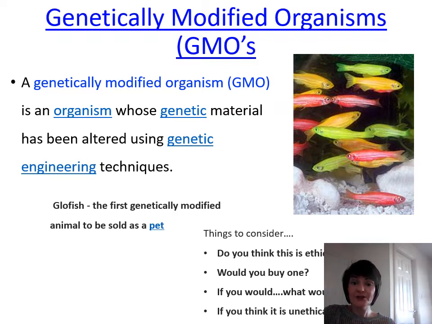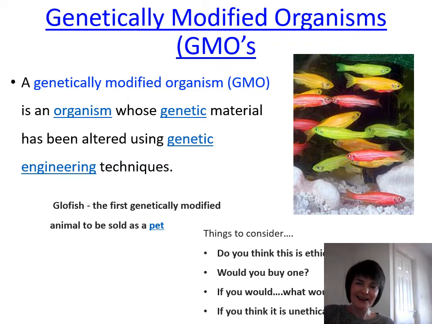Okay, once we have talked about the process of genetic engineering, we then talk about genetically modified organisms, and the definition of that was right at the start. A genetically modified organism is an organism whose genetic material is altered using genetic engineering techniques. What we've got there is a glowfish, the first genetically modified animal to be sold as a pet. So you will not find these up at the retail park in Kirkcaldy.